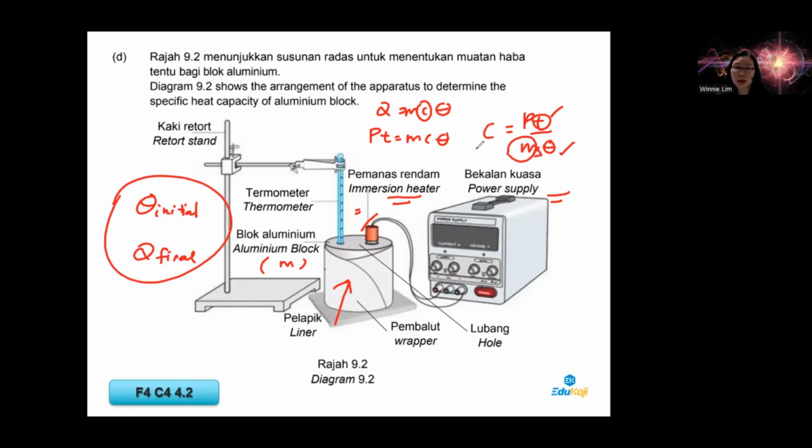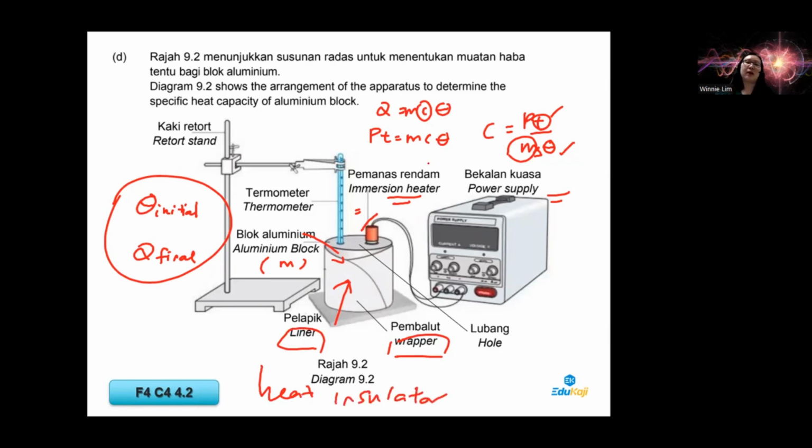and this is how you calculate the specific heat capacity. Okay, so for the whole experiment, the most important thing is you want to reduce heat loss to the surroundings. So that's why they will put the wrapper, they will put the liner. So should all these liner and wrapper be a heat conductor or heat insulator? They're supposed to be what? Heat insulator. I explain first so that later on you'll know why.